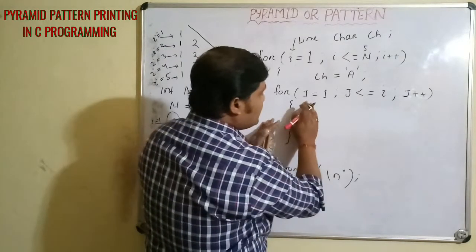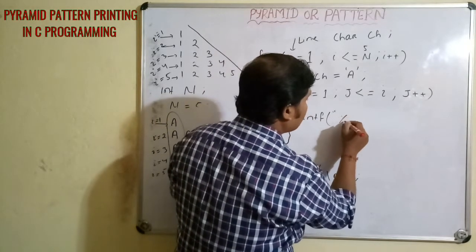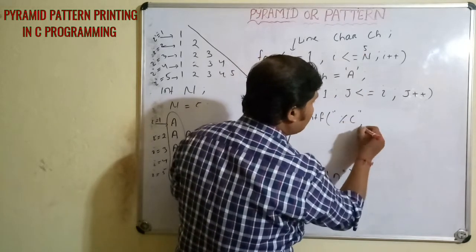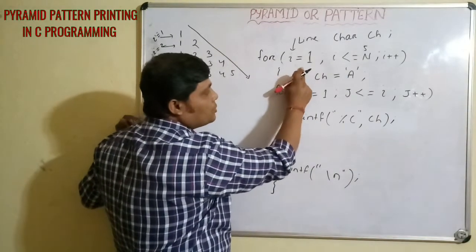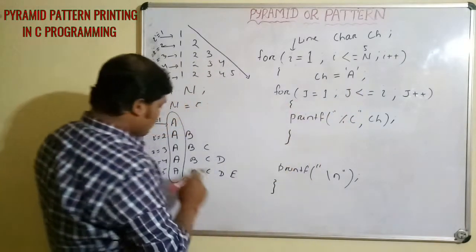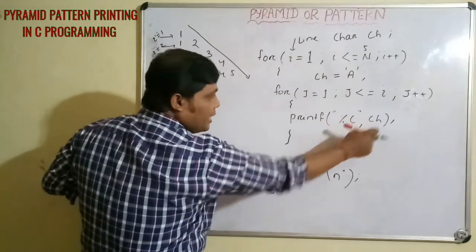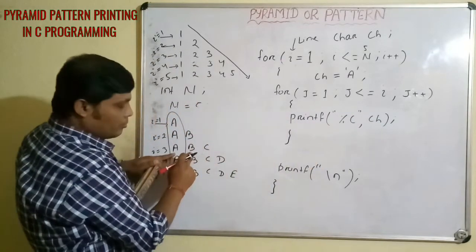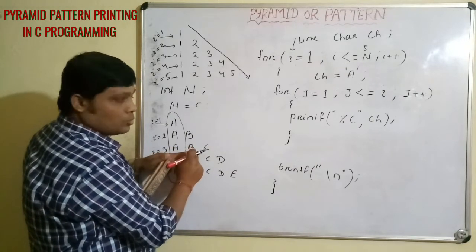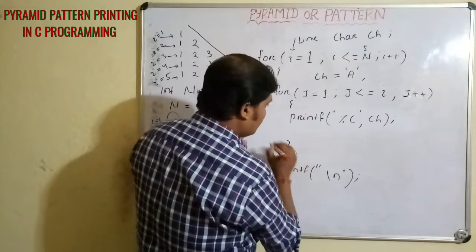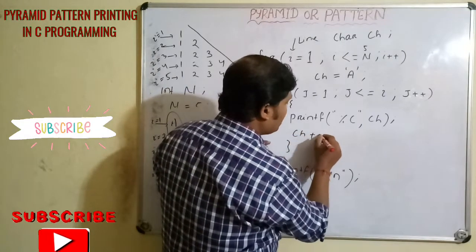Now see, inside the J loop, I have to print what? The value of CH. This is a character constant. I have to write %c, then CH. Just see. Suppose I value is 3. It will work for 1, 2, 3. But it will print what? A, B, C. CH starts from A, so it will print A. Next time, CH should be modified. For the next J, this is J value, this is I. For the next J, CH should be B. So inside the J loop, CH should be modified.